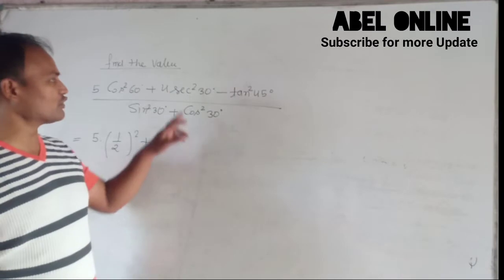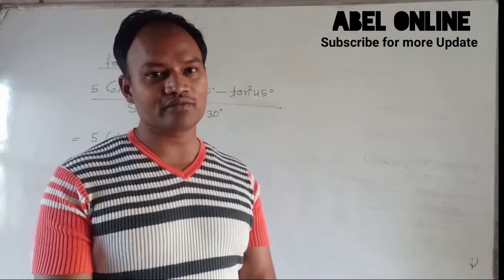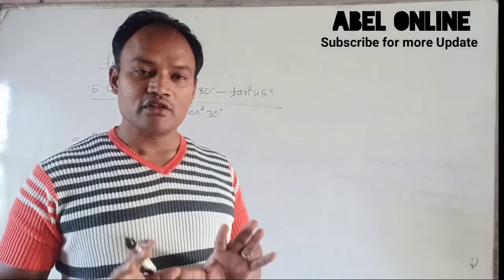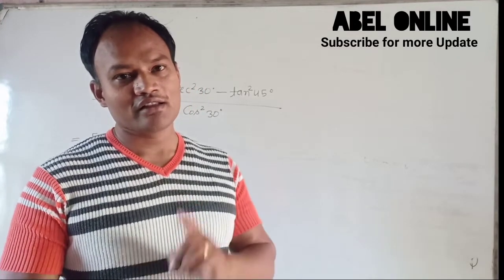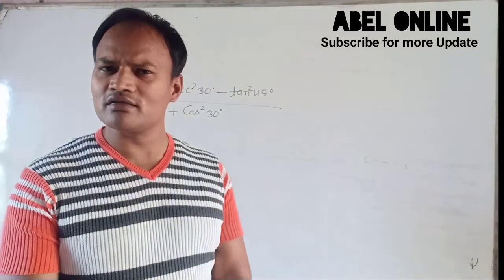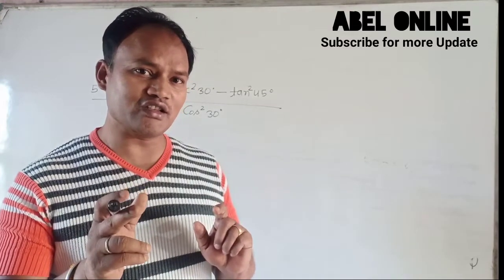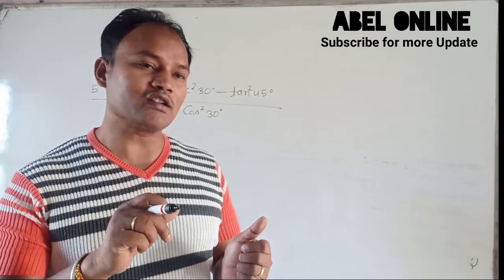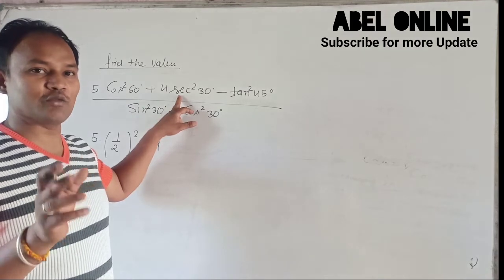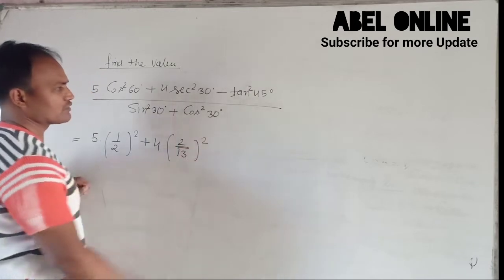Now for sec 30, we have to remember the value of cos 30. If you don't know the value of cos 30, you know the value of sin 60. Sin 60 is equal to cos 30. What is sin 60? Sin 60 means root 3 by 2, and sin 60 is equal to cos 30, which means root 3 by 2. And the opposite, sec 30, is 2 by root 3. We can write here 2 by root 3 to the power 2.